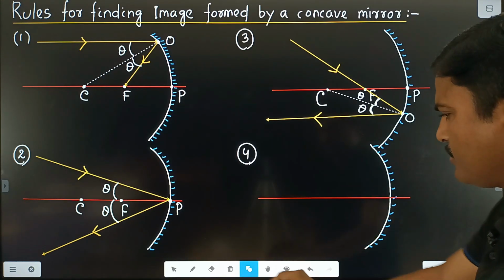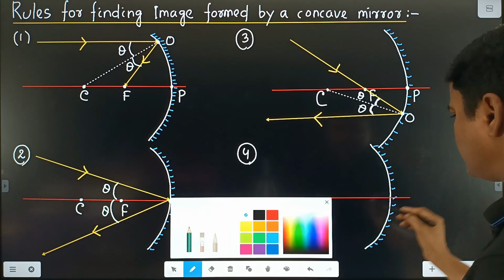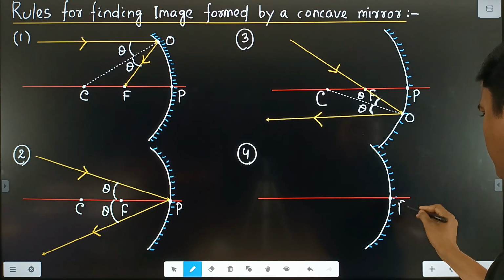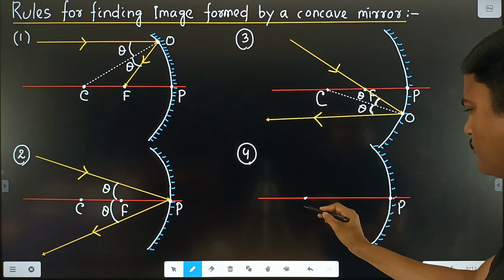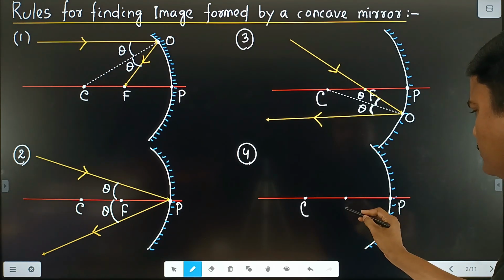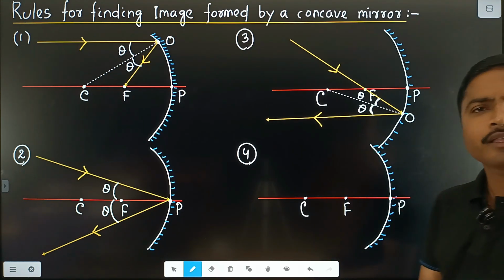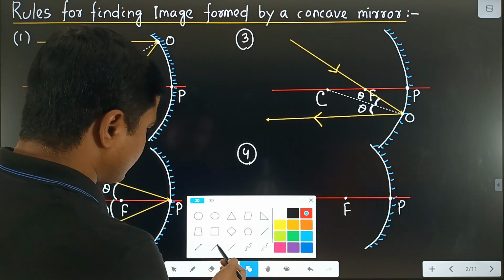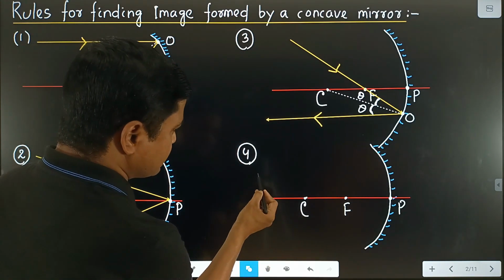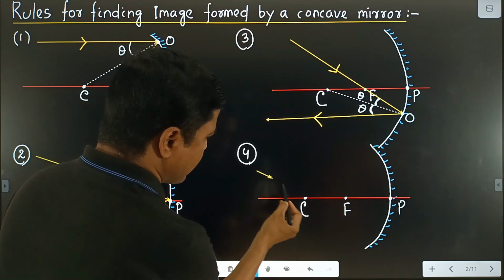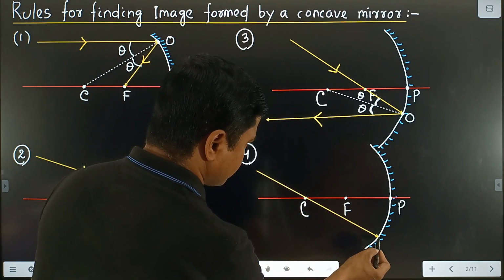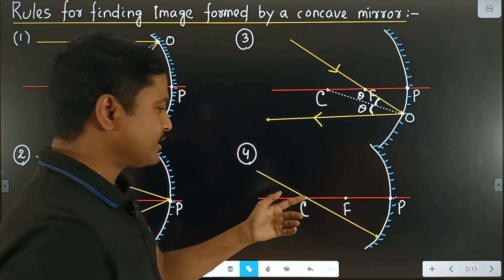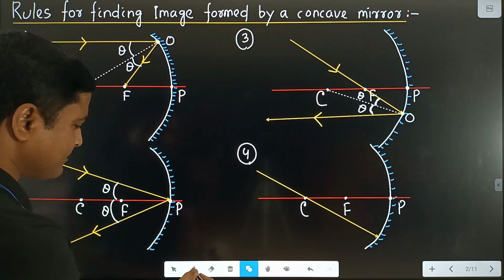Clear? Then this point is the pole, you know that this point is the center of curvature, and this point is F. Clear? And suppose we take one incident ray, and the incident ray passes through the center of curvature. If the incident ray passes through the center of curvature, then what happens?